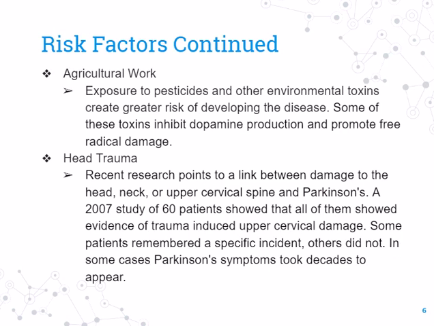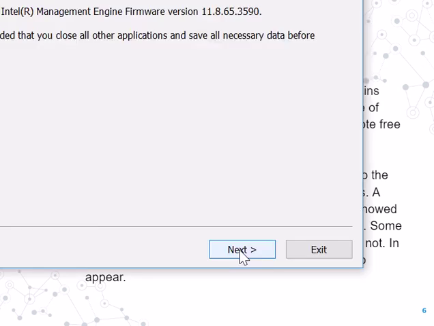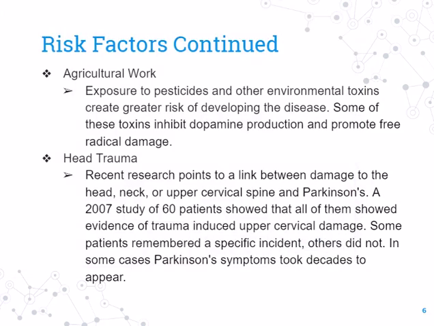Continuing on with different risk factors, there's also an interesting study talking about those who work in the agricultural sector. The exposure to pesticides and other environmental toxins creates a greater risk of developing the disease, as they might inhibit dopamine production and promote free radical damage, and Parkinson's also causes the inhibition of dopamine production. Another risk factor is head trauma. So again, a lot of brain trauma or brain injury might cause Parkinson's.